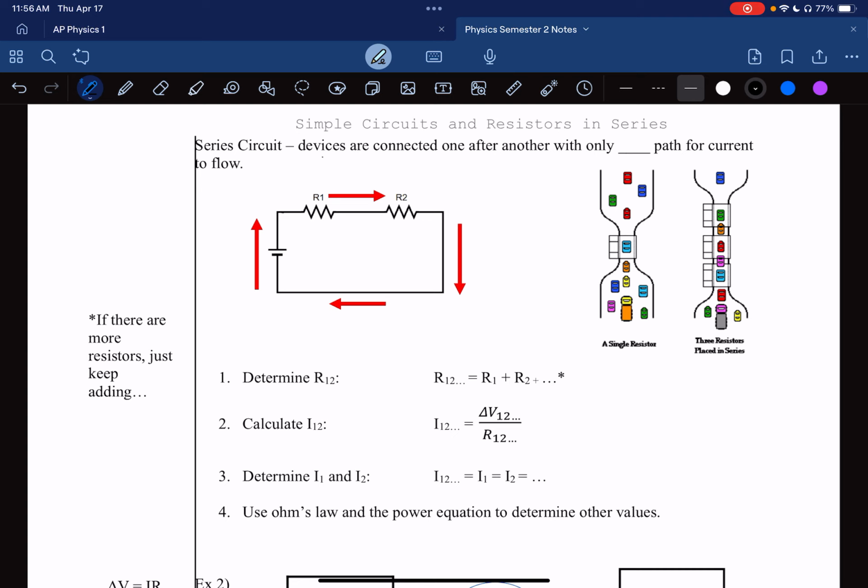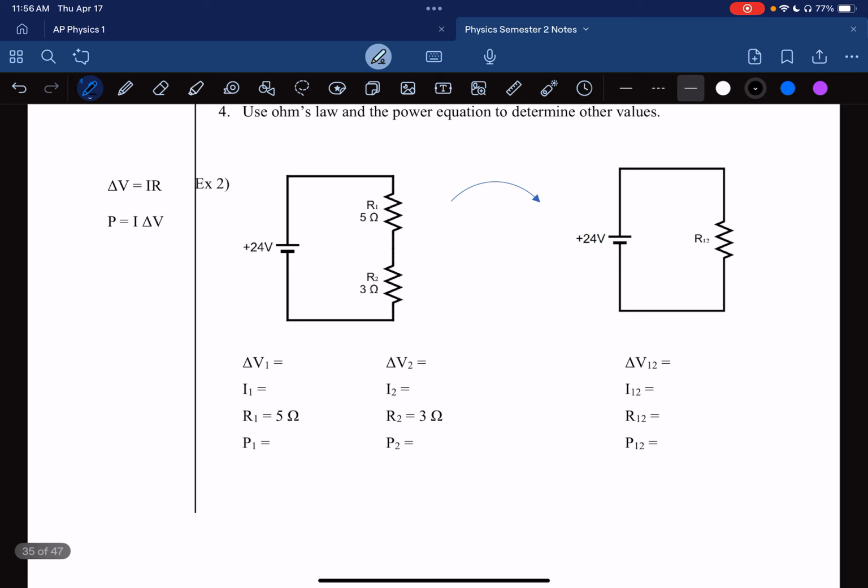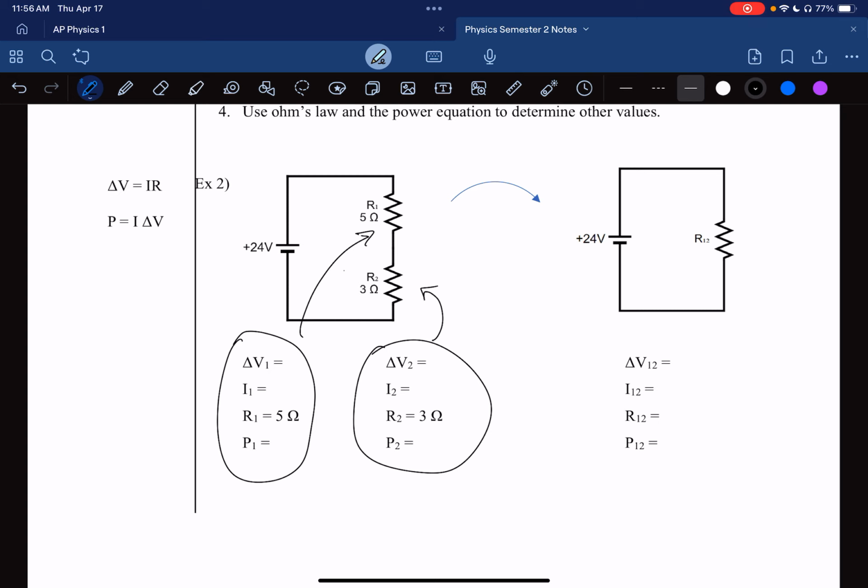So a series circuit: the devices on the circuit are connected one after another with only one path for the current to flow. And okay, we have some equations there, but I'm going to show you just how to use them. What we have here is a circuit with resistors in series. Here are our equations. And what we have here are values that are occurring at these resistors. So it's dropping that many volts. That's the current flowing through that resistor. That's the resistance of that resistor. That's the power dissipated by that resistor, and so on. And same thing goes for this one.